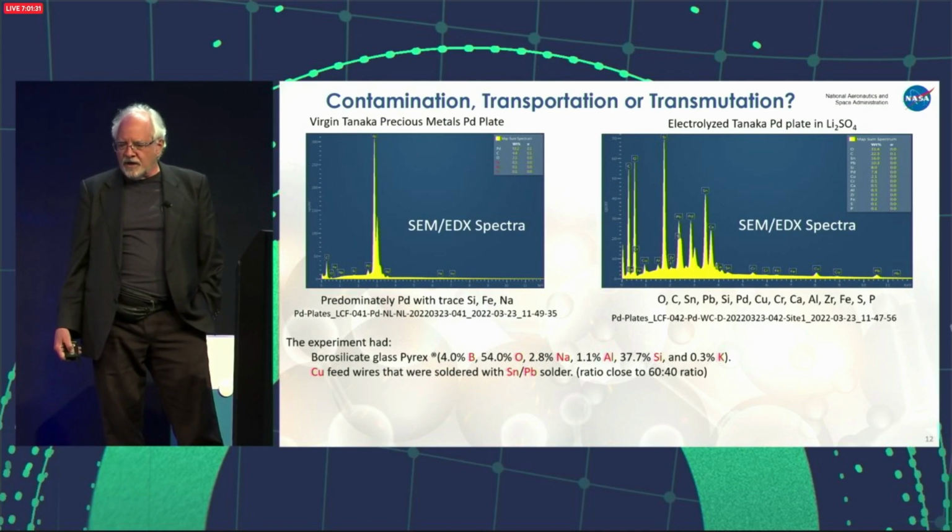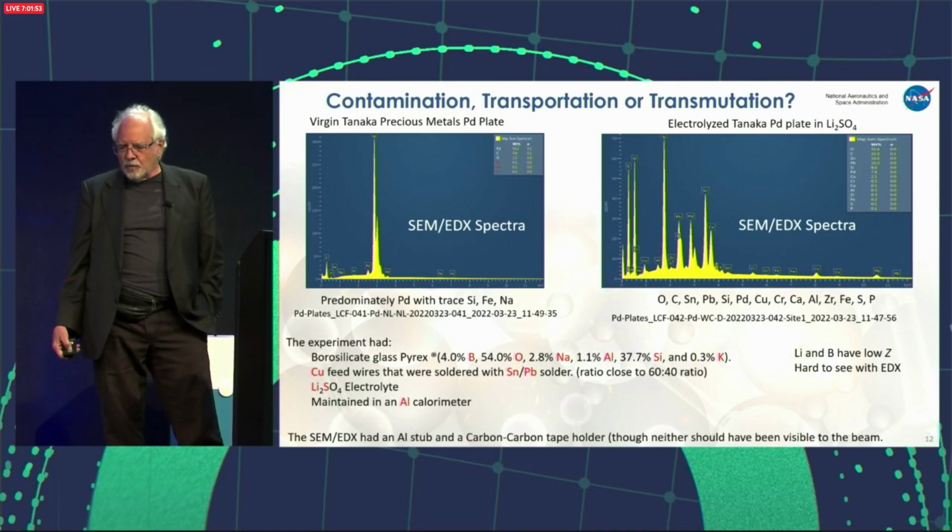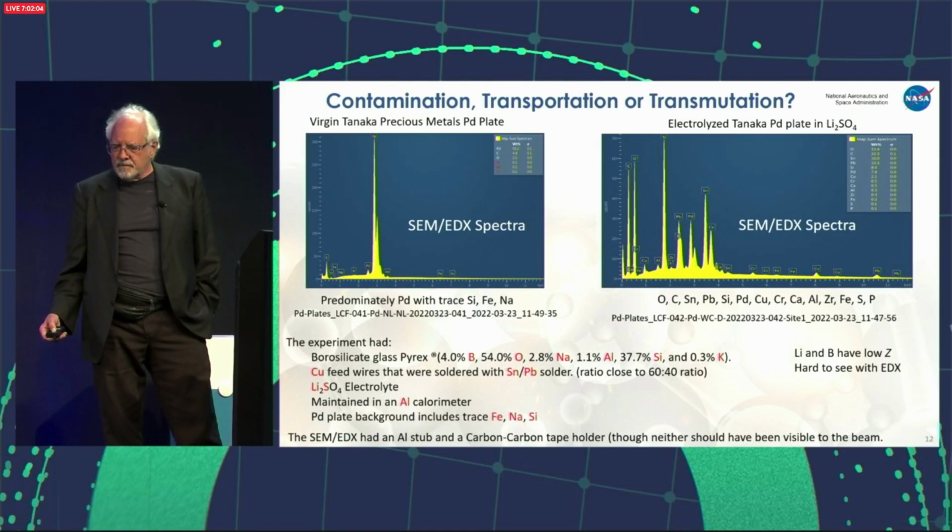There's a copper feed wire, and it's soldered with a tin-lead solder. And the ratio that we have of these is very similar to standard 60-40 solder. We also have lithium sulfate in our electrolyte, but lithium and boron have low Z, and they're hard to see with EDX. It's also maintained in an aluminum calorimeter. Now, one could argue that although we had an aluminum stub and carbon-carbon tape, they probably should not have been viewed in the small area that we were looking at. But what about the calcium, the chromium, and the zinc? The zirconium.